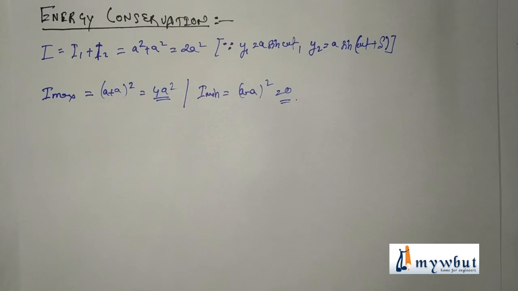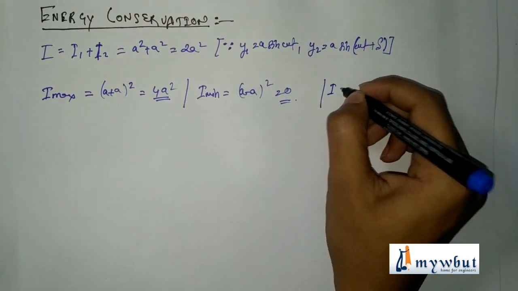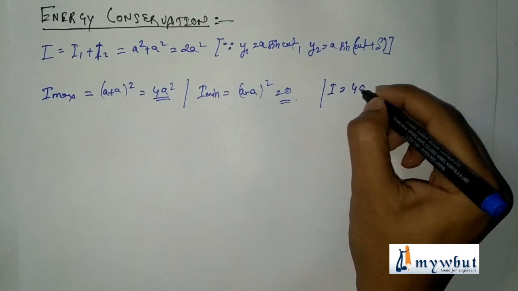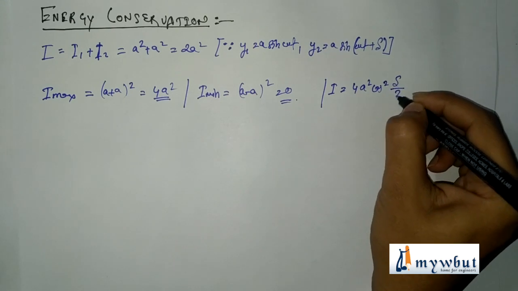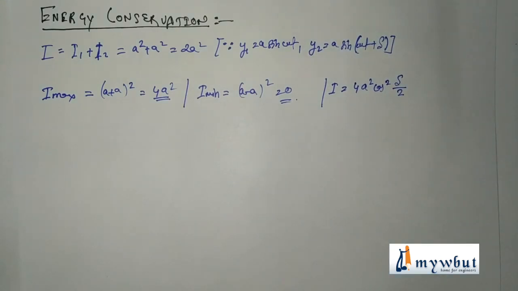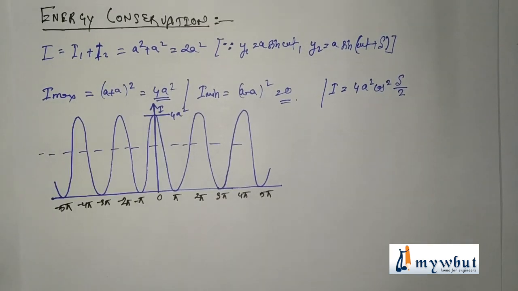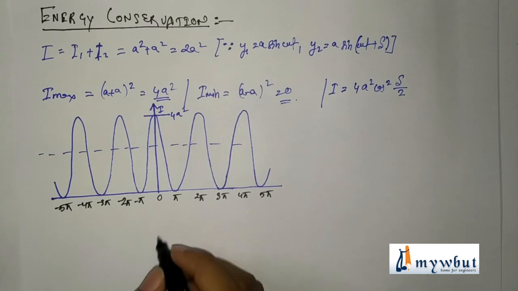But from the equation above that I have previously defined, we have I equal to 4A square cos square delta by 2. So the variation of I with phase difference delta can be shown with a graph. So let me draw the graph for you all. So this is the schematic diagram of the graph for the intensity distribution.